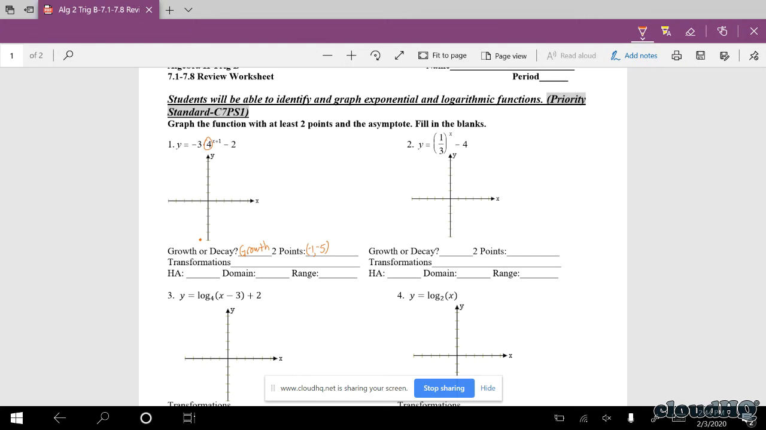If I plug in 0, you might be tempted to try 0. You actually get negative 14. That's off my graph. So you can change the scale of your graph if you want, or I might choose to go with negative 2. Go backwards. That makes my exponent negative 1. 4 to the negative 1 is 1/4. Negative 3 times 1/4 is negative 3/4. Minus 2 is negative 2 3/4, or negative 2.75.